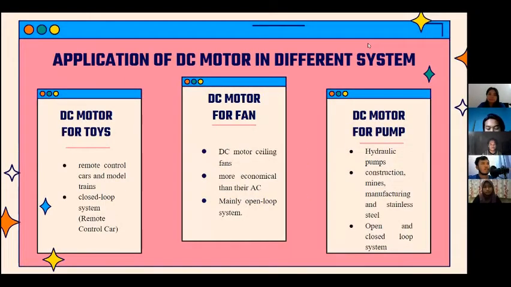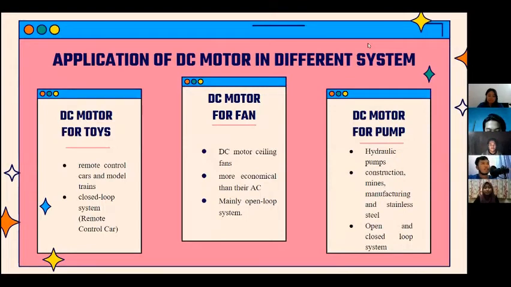DC motors have many applications. Some of them are DC motors for toys. DC motors for toys can be used in remote control cars and model trains. The system that is used for DC motors for toys is a closed loop system, for example in a remote control car.